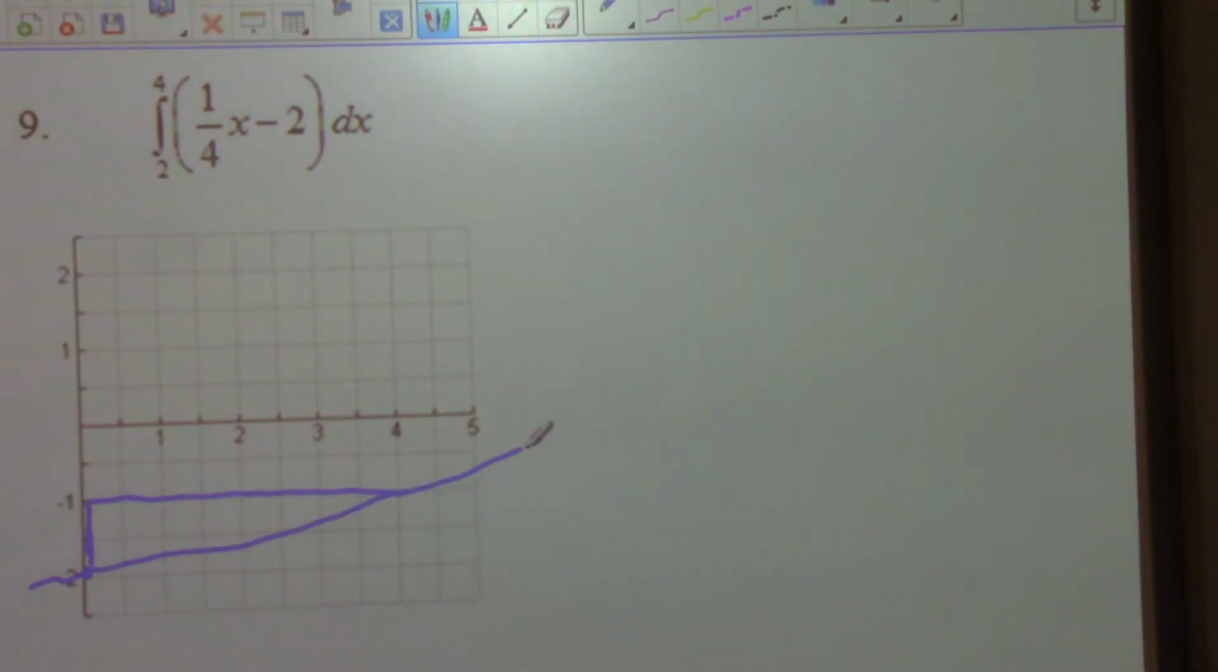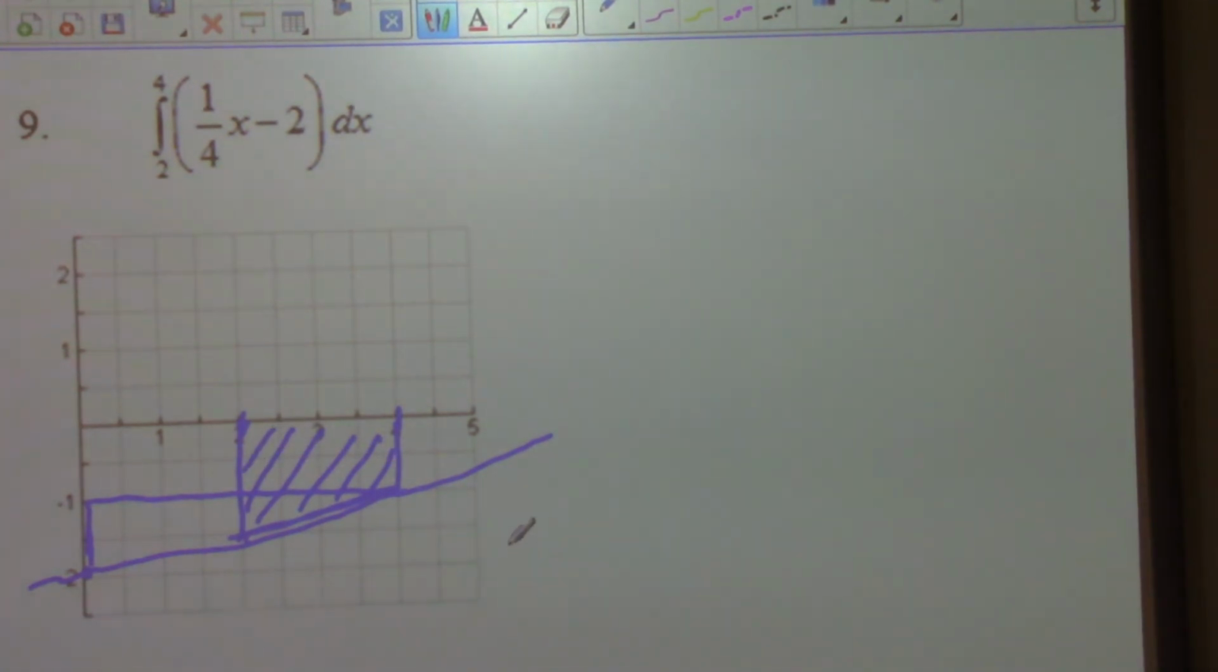And what are the limits of integration here? 2 to 4. So 2 to 4, right? So this piece here, I'm going to try to draw it a little better. Here, that little wee triangle. So it's going to be this thing right here. What is this shape here?